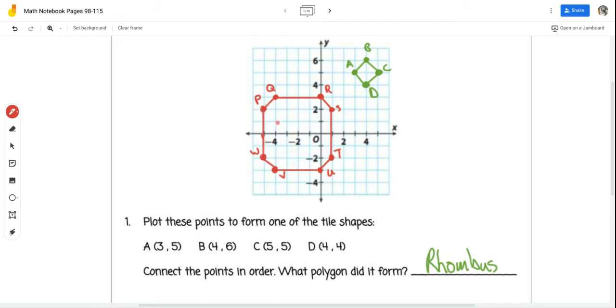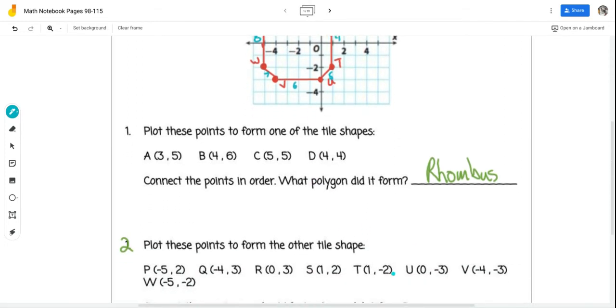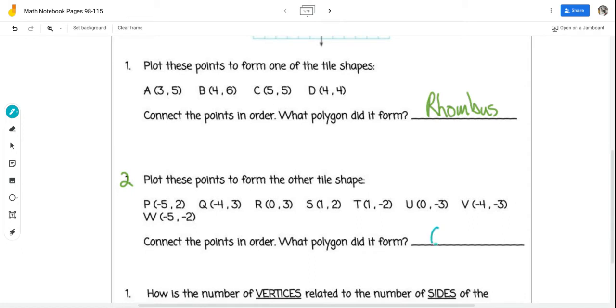And what kind of shape do we have? Well, we have, let's see, 1, 2, 3, 4, 5, 6, 7, 8 sides. And we have 1, 2, 3, 4, 5, 6, 7, 8 vertices. So this must be an octagon.